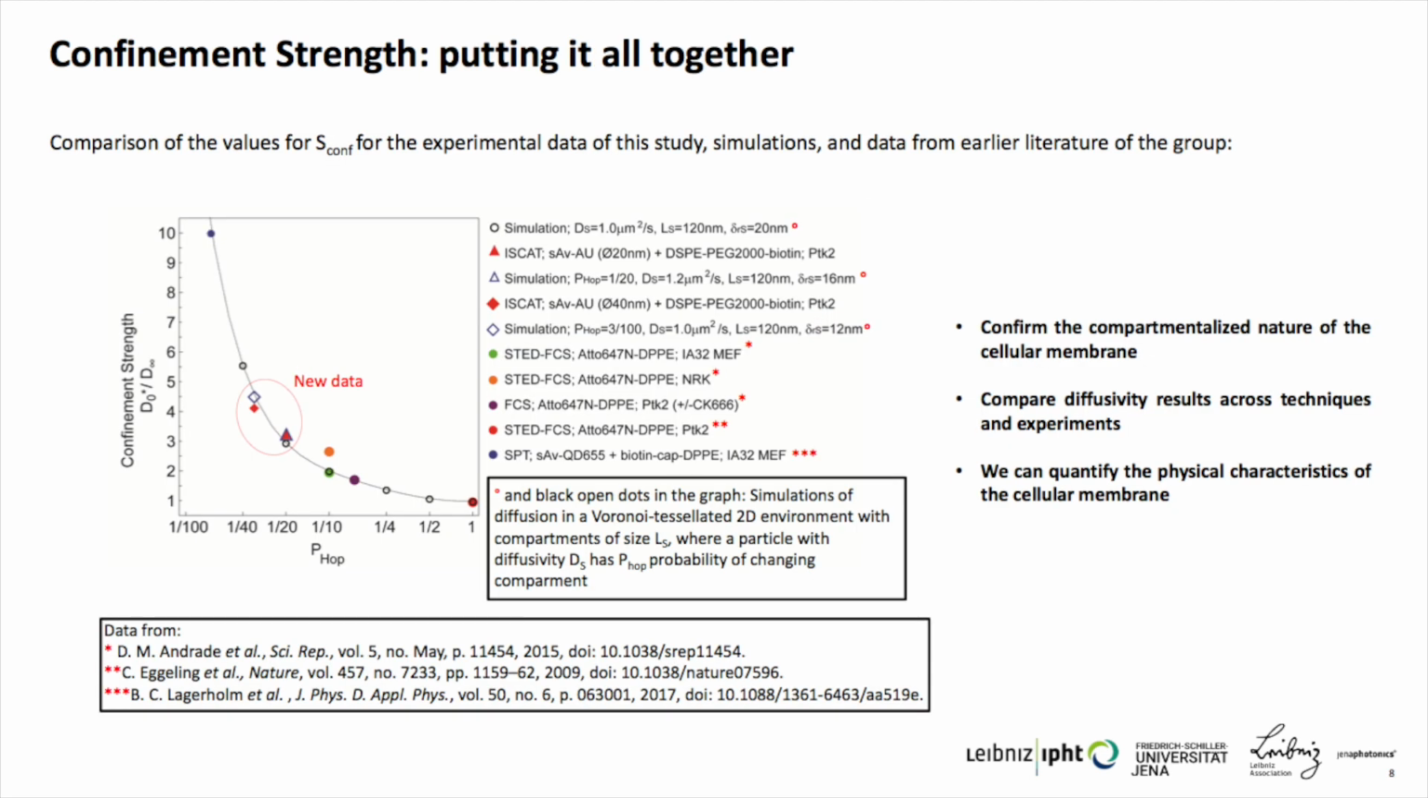In this graph, we plot the confinement strength against the probability of hopping of the simulation executed as we explained before, the new data, that is the data from this study, and data from other studies from this group. For the experimental data, the p-hop is estimated as the p-hop of the corresponding simulation that most closely resembled the behavior of the data. From our experimental results and their accord with the corresponding simulation, we can say that we confirmed the compartmentalized nature of the cellular membrane, we obtained a framework in which we can compare diffusivity results across techniques and different experiments, and we can quantify the physical characteristics of the cellular membrane according to this model.